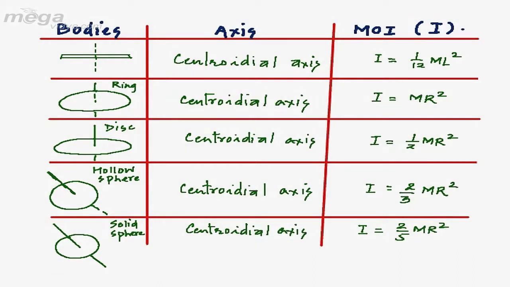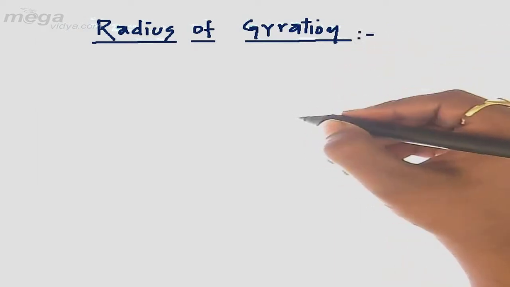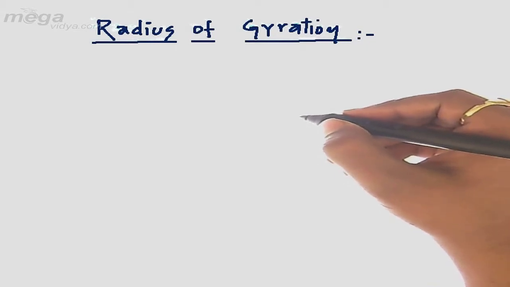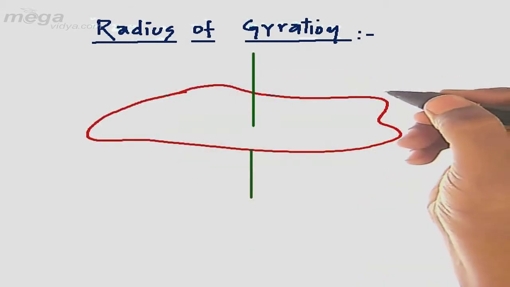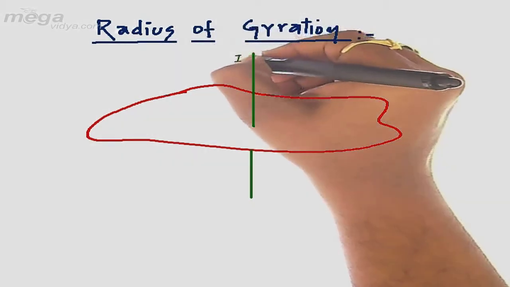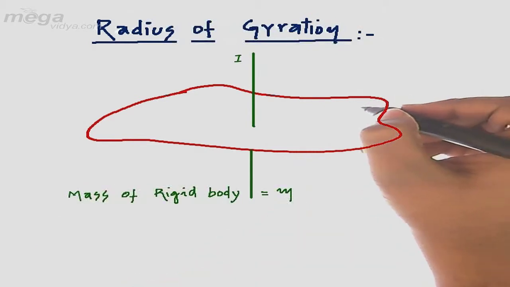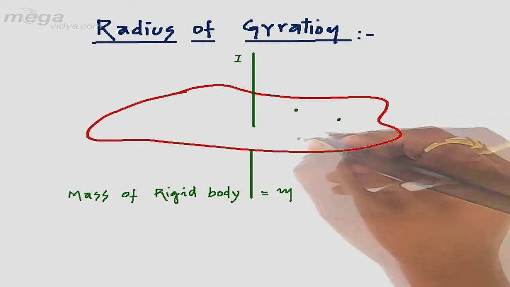Now last, in the concept of moment of inertia, we have to calculate perhaps the radius of gyration. Firstly, we will have to understand what the radius of gyration is. In order to understand it, let's again take a rigid body of any irregular shape. Let this be the axis of the rigid body along the center, called the centroidal axis, denoted by I. Let the mass of the rigid body be m, and let the different components of the rigid body be placed at different points along the axis.